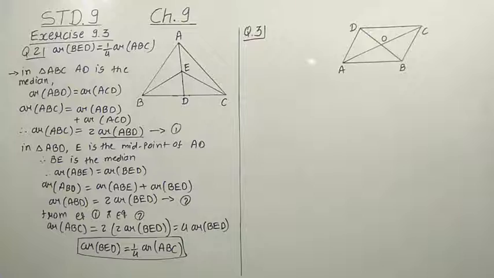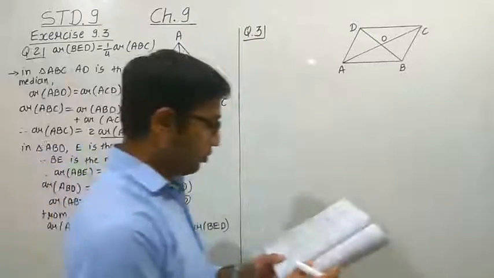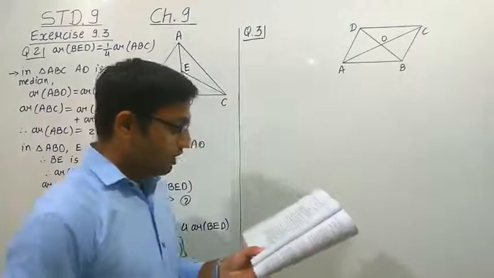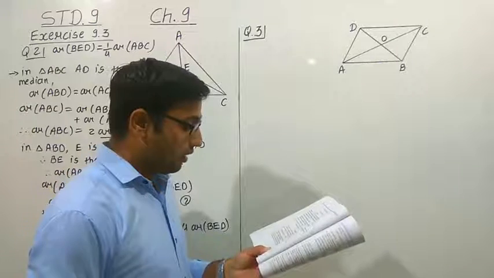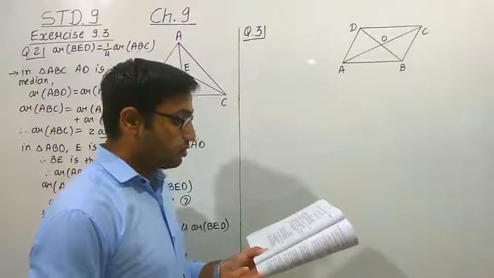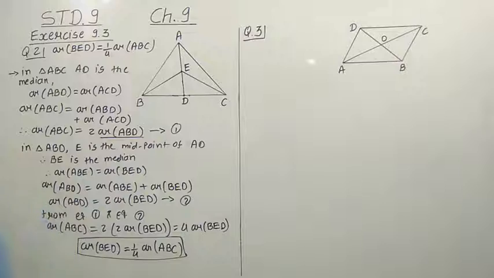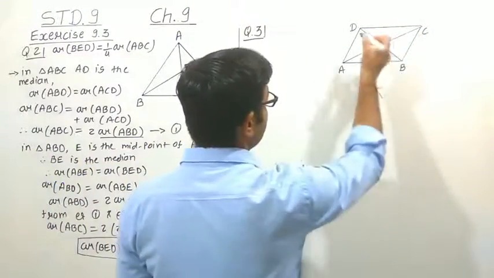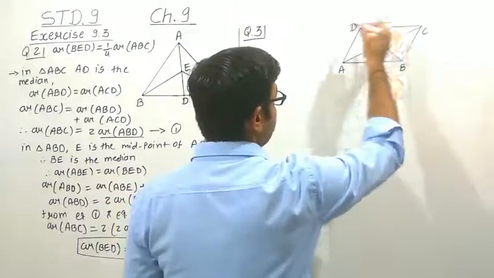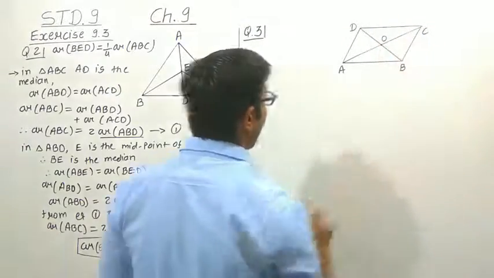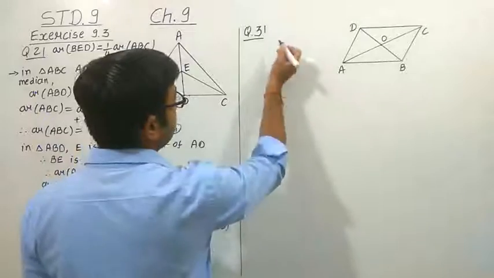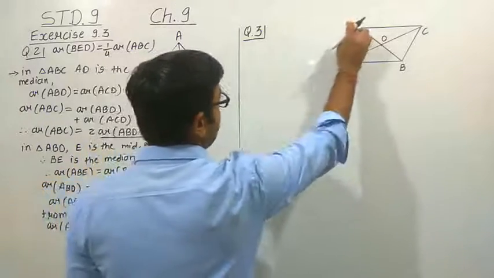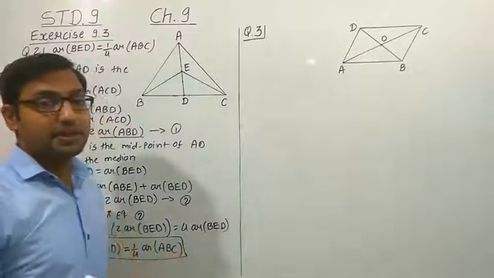Now this type of question is also here. See question number 3: prove that the diagonals of a parallelogram divide it into 4 triangles of equal areas. Here we have taken a parallelogram ABCD. Both the diagonals AC and BD are intersecting at a point O. Now we know that in a parallelogram, the diagonals bisect each other.